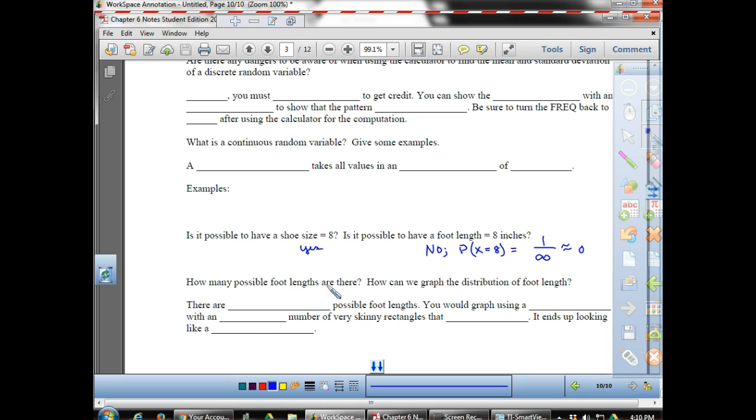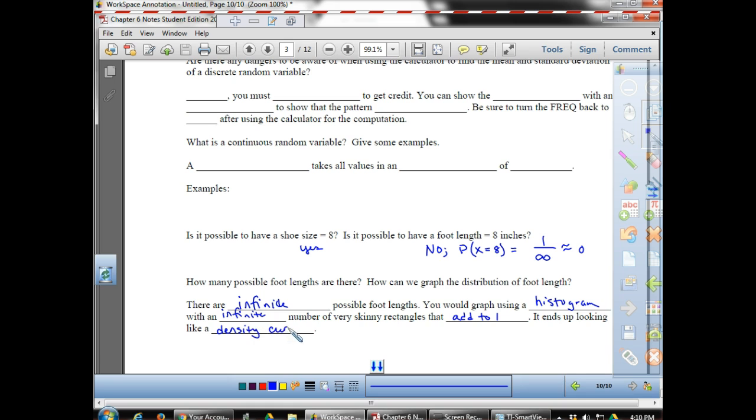So how many possible foot lengths are there, and how can we graph the distribution of foot length? So they are infinite. That's what I was just talking about. Possible foot lengths, and you would graph using a histogram with an infinite number of very skinny rectangles that add to 1. And it ends up basically looking like a density curve.